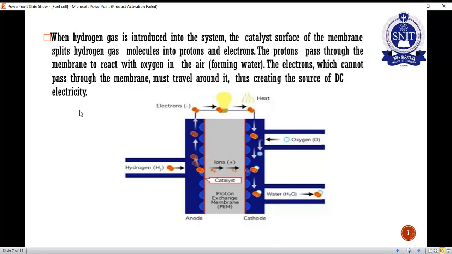When hydrogen gas is introduced into the system, the catalyst surface of the membrane splits the hydrogen gas molecules into protons and electrons. This is the first reaction that happens in a fuel cell. The protons pass through the membrane to react with the oxygen in the air. The electrons, which cannot pass through the membrane, travel around it.